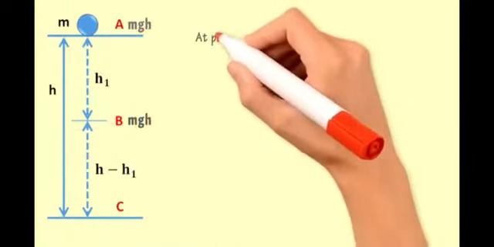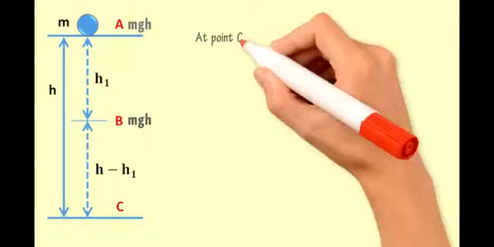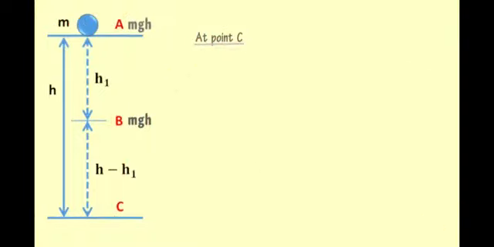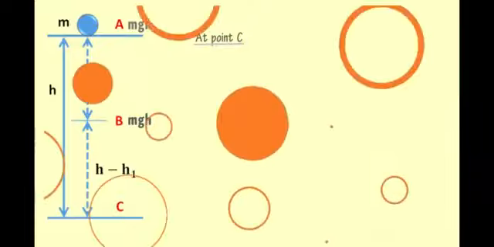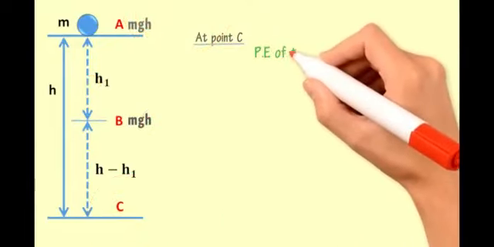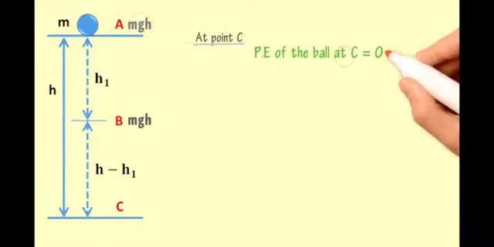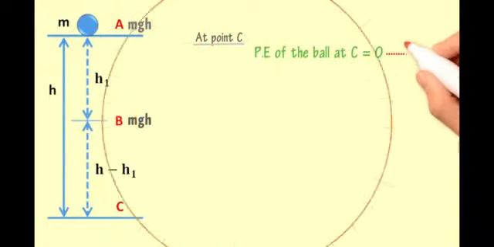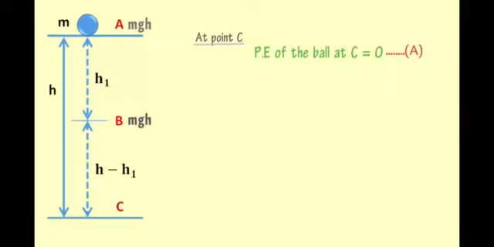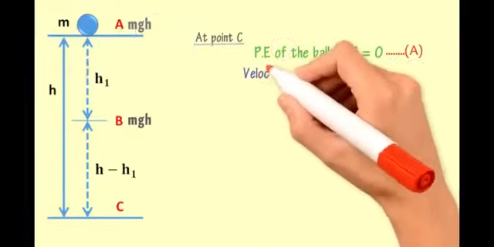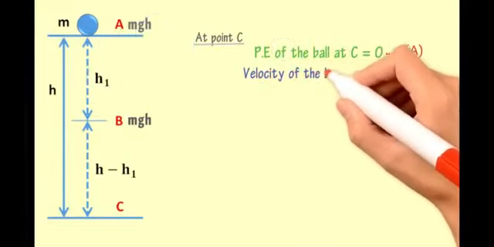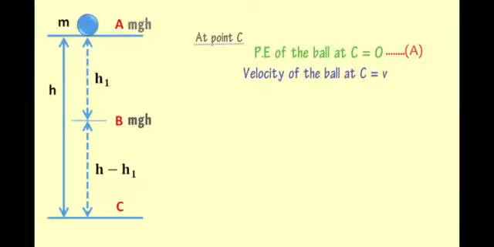Now let me find the total energy at point C. As we know, the ball will hit the ground as it reaches point C. Hence the potential energy of the ball at point C would be 0. So potential energy is equal to 0. Now what about kinetic energy? We know that when the ball reaches point C, its velocity will be v, or the velocity of the ball at C is equal to v.